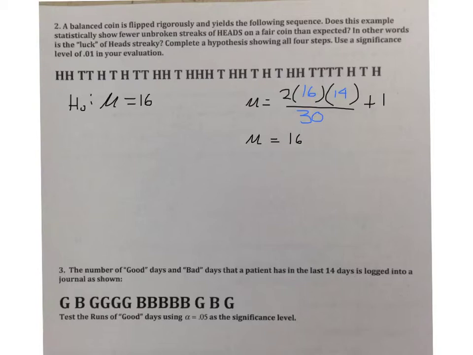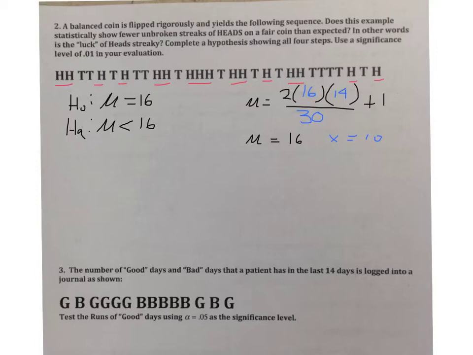Let's count it up. How many streaks of heads were there? There was 1, 2 streaks, 3, 4, 5, 6, 7, 8, 9, 10. So I got 10. So the number of streaks I got was 10. So the question is, was it streaky? In other words, was it less than 16 for this particular sequence?